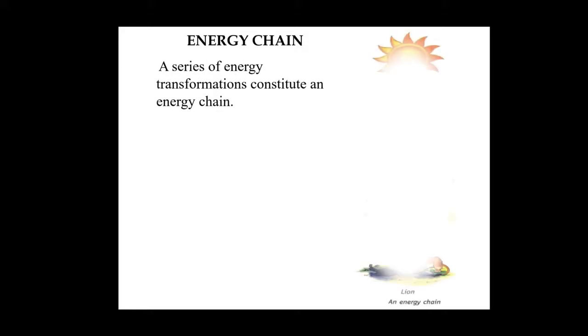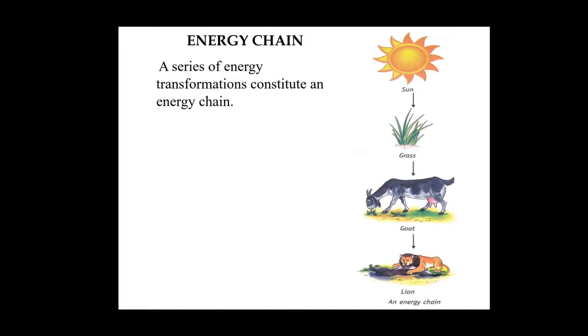Now about energy chain, what is it? A series of energy transformations constitute an energy chain. Look at this picture. Here from sun the grass will absorb the energy and then it will be eaten by goat and goat will be eaten by lion. So this is about the example of energy chain.